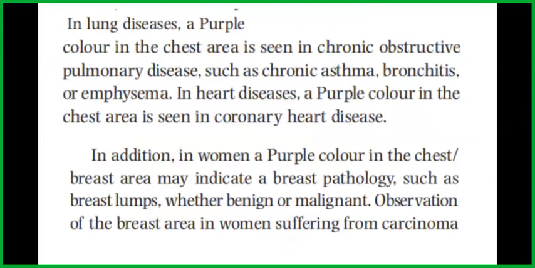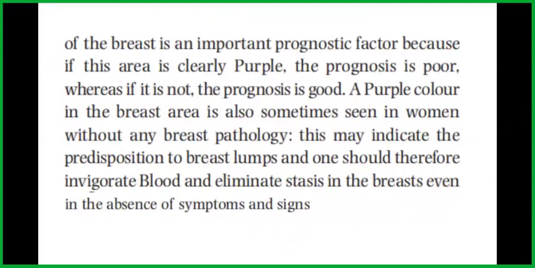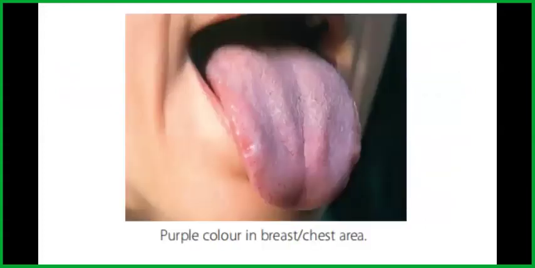Observation of the breast area in women suffering from carcinoma of the breasts is an important prognostic factor because if this area is clearly purple, the prognosis is poor, whereas if it is not, the prognosis is good. A purple color in the breast area is also sometimes seen in women without any breast pathology. This may indicate the predisposition to breast lumps, and one should therefore invigorate blood and eliminate stasis in the breasts, even in the absence of symptoms and signs. You can see the purple color here in the breast and chest area.